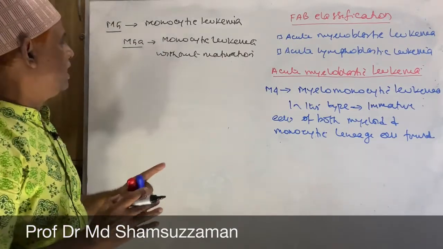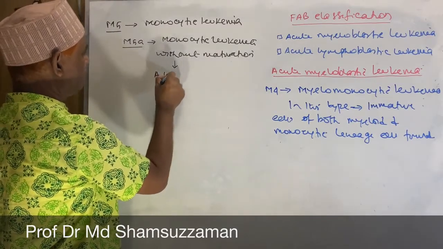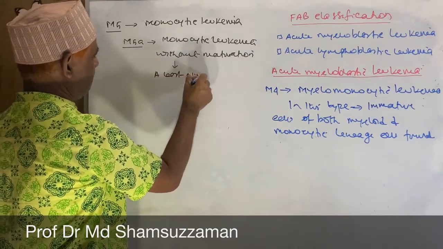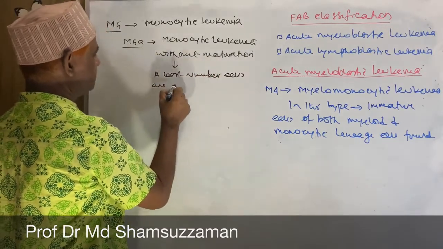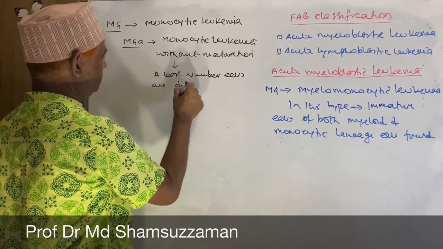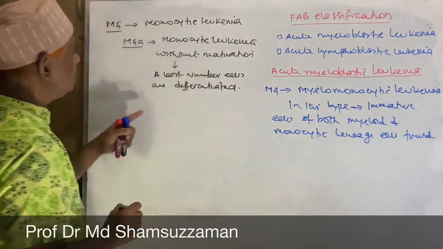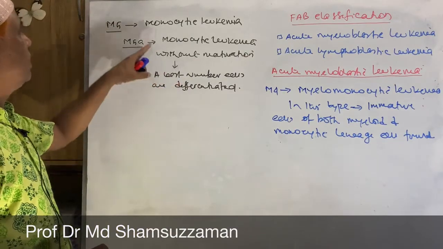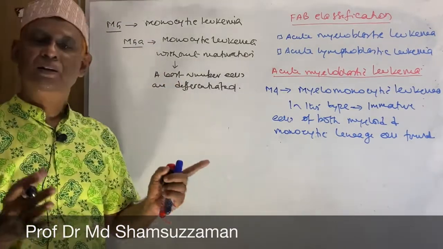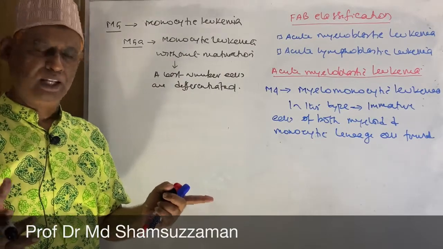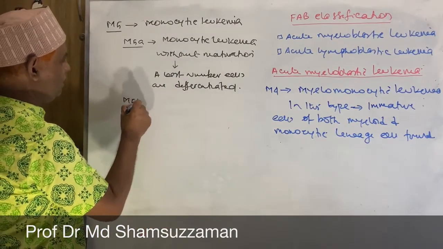What else? Here a less number of cells are differentiated. So these are the blast cells of monocytic series, but a few cells are differentiated as monoblast. Then M5B.